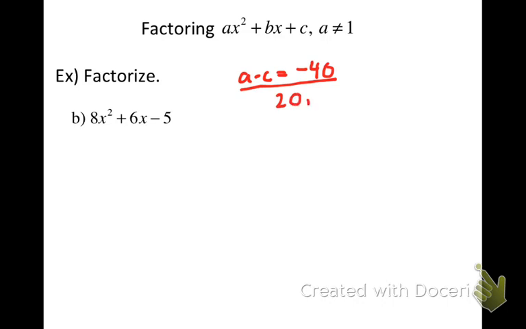You might try 20 and negative 2, for instance, but that adds to positive 18, not positive 6. Well, how about 10 and negative 4? All right, that works out.